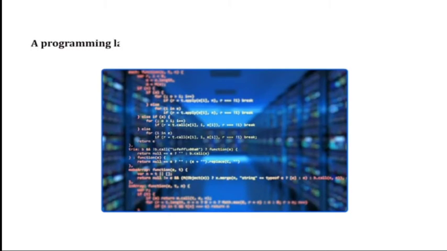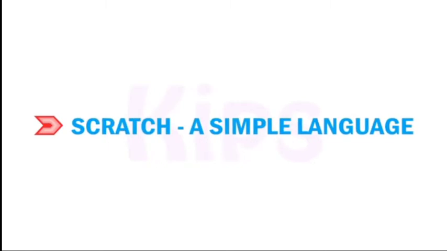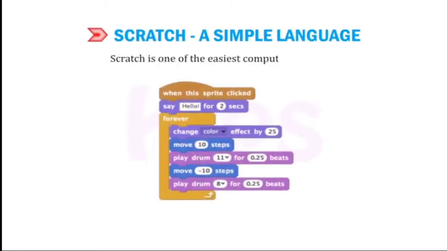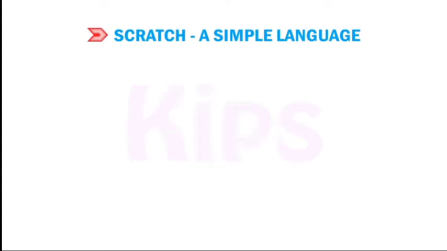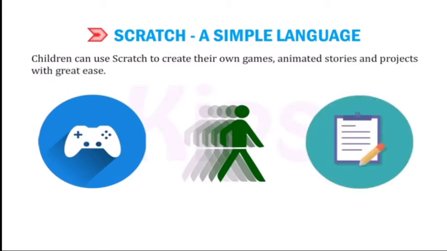A programming language has a set of instructions using which you can make the computer do an activity that you plan. Let's learn about Scratch, a simple language. Scratch is one of the easiest computer languages. Children can use Scratch to create their own games, animated stories, and projects with great ease.